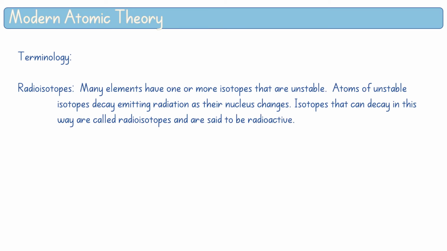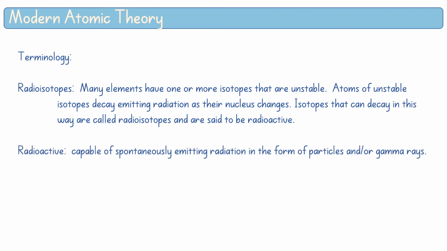Radioisotopes. Many elements have one or more isotopes that are unstable. Atoms of unstable isotopes decay, emitting radiation as their nucleus changes. Isotopes that can decay in this way are called radioisotopes and are said to be radioactive. So we can define radioactive as the capability of spontaneously emitting radiation in the form of particles and/or gamma rays.